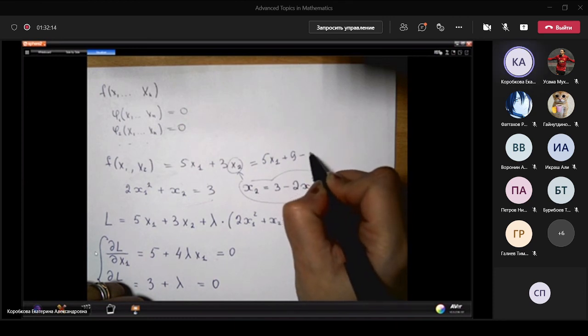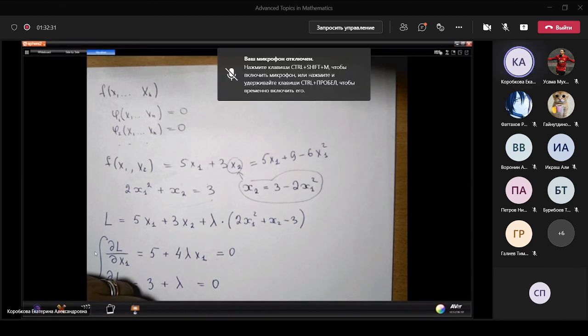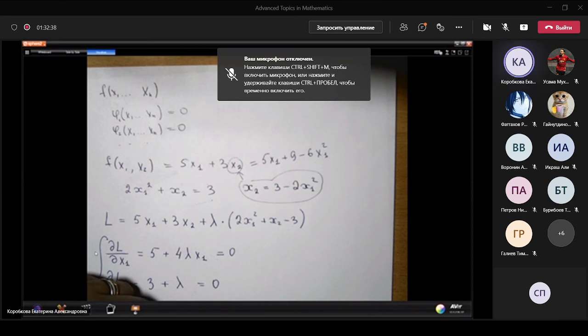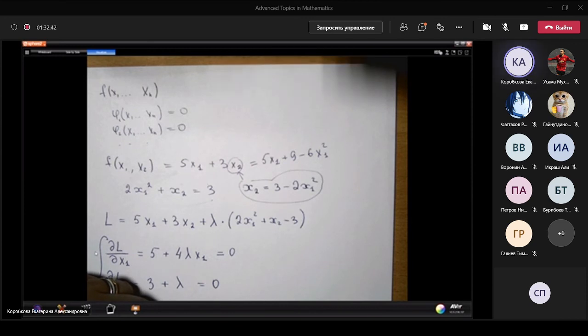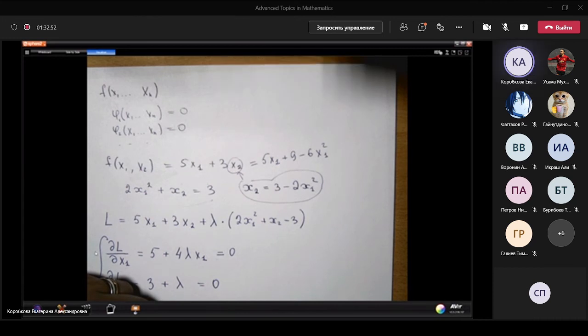In our case, if initially we have two variables, then we'll get the function of one variable, and we can use just the methods for unconstrained optimization, and we have fewer variables. It's the easiest case, but not all constraints can be modified this way to exclude some variables. They can be very complex, and that is why we can't use this method for all the cases.